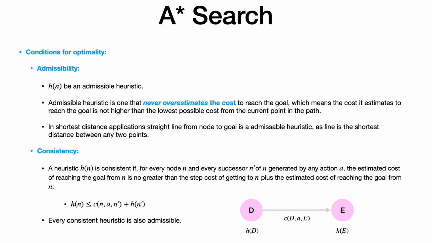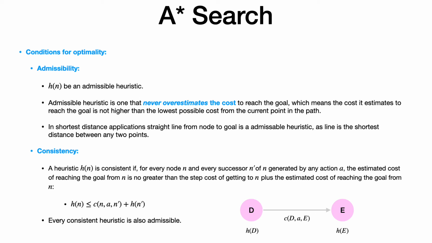So if there is a path which has a particular cost, our estimate should not be more than the shortest, the current path which is available. It should not be an overestimate. It should not be higher than the already existing path. This is one of the conditions for optimality, which is admissibility.